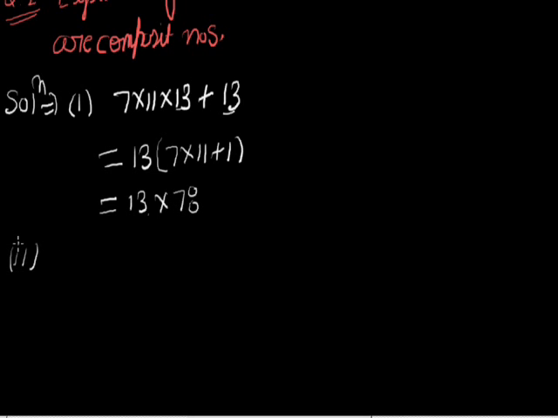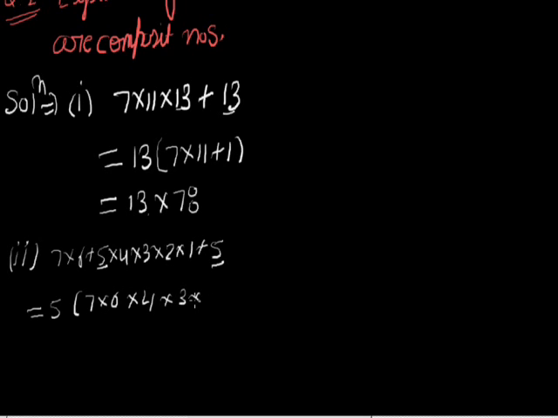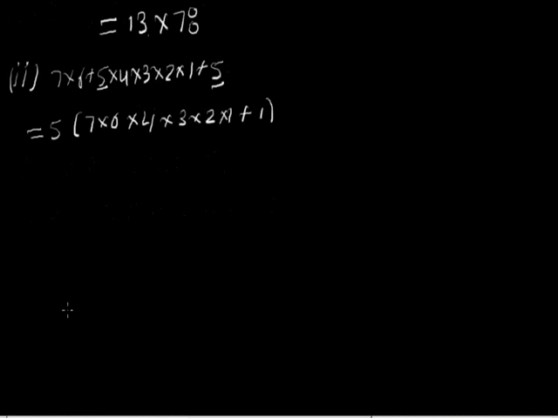Similarly, for the second part we can solve like this. The second number is 7 into 6 into 5 into 4 into 3 into 2 into 1 plus 5. Again 5 is the common factor, so we can take 5 as common. Now the remaining number is 7 into 6 into 4 into 3 into 2 into 1 plus 1. Again this number is the multiplication of two numbers. That's why again this number is a composite number. By this way we can use the fundamental theorem of arithmetic.